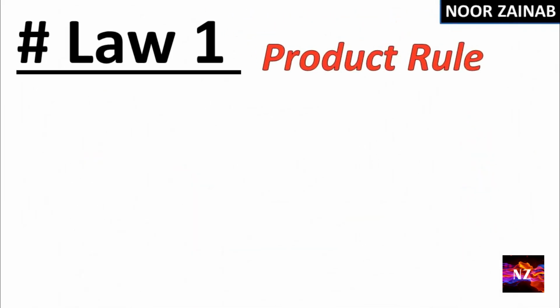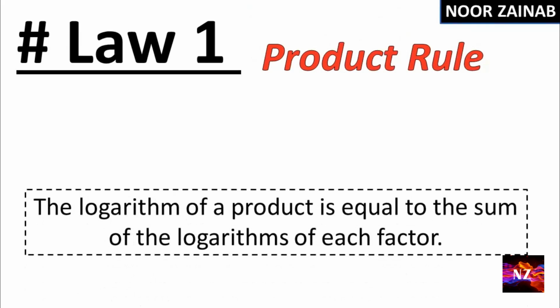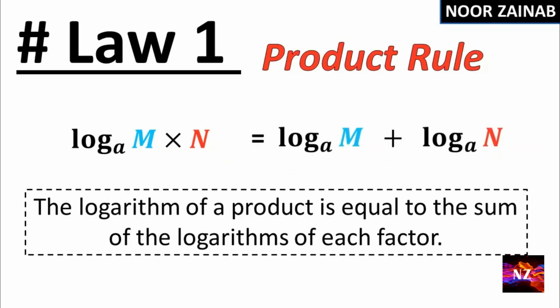The first law of logarithms is also known as the product rule, and in this rule multiplication is turned into addition. Basically, this law states that the logarithm of a product of two factors is equal to the sum of the logarithms of each factor. It means that when you take the log of two numbers that are being multiplied together, in this case m multiplied with n, you can split it into the addition of the logs of those individual numbers.